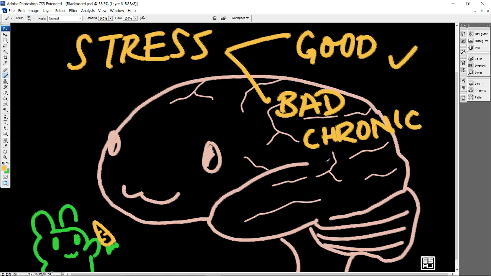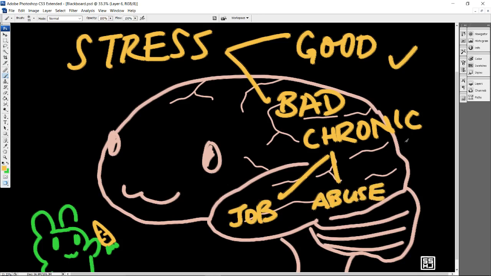Things like a demanding job, a stressful job that you have to face every day, or abuse, growing up in a bad environment, so things where you're stressed all the time, or being in a toxic relationship, things like that, where you're always under strife, you're never happy. Okay, chronic stress is bad. So why is it bad?